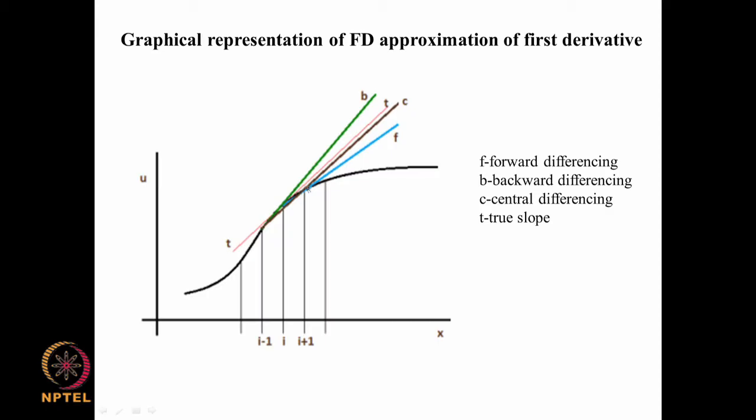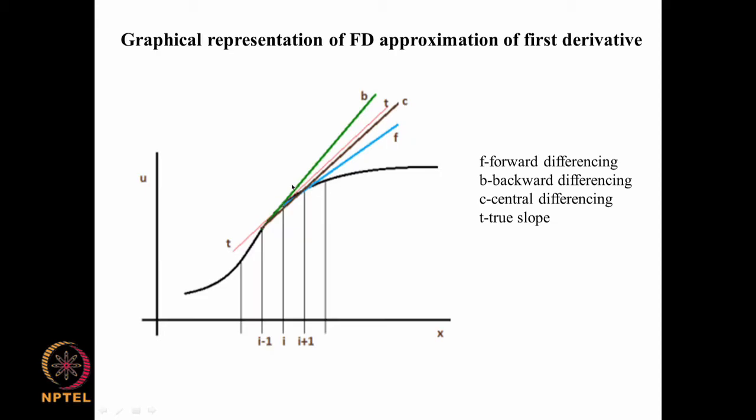It is a fairly smooth variation, and you have your mesh nodes. This is the ith node, and then i plus 1, i plus 2, similarly i minus 1, i minus 2, like that, with uniform spacing of delta x. Now we are looking at the derivative dou u by dou x at this particular point i. So here the red line is the true slope of this particular function at the point i.